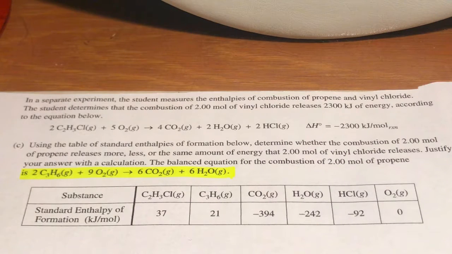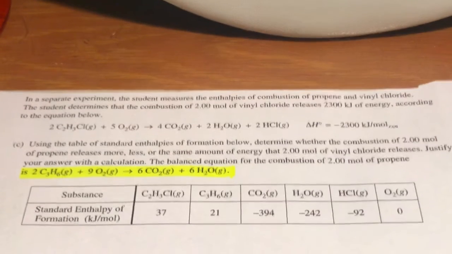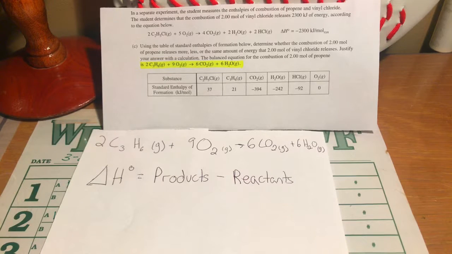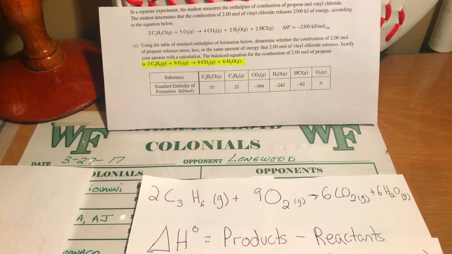The balanced equation for the combustion of 2 moles of propene is shown as seen. This part is really simple, and it's only asking for products minus reactants. You're going to add everything on the product side and everything on the reactant side, and then subtract.